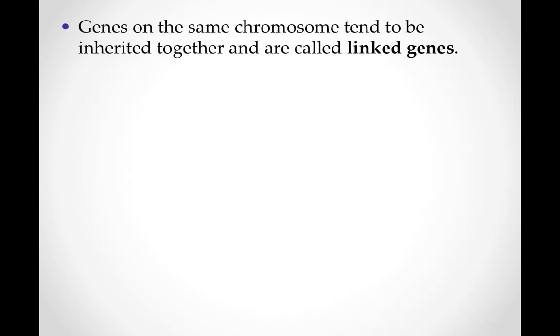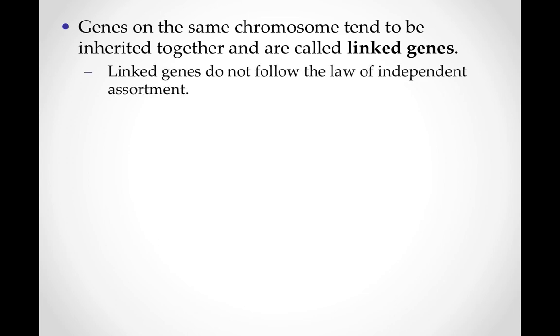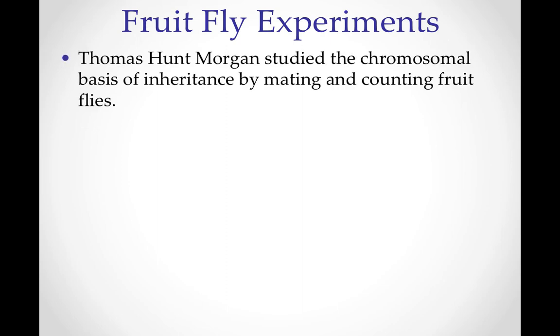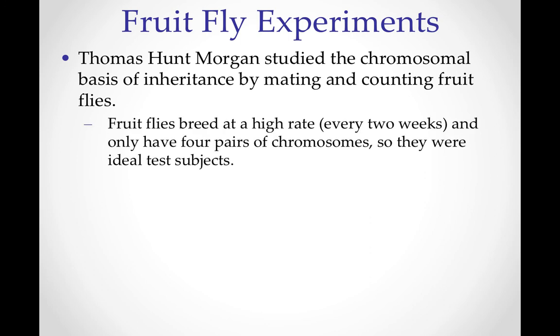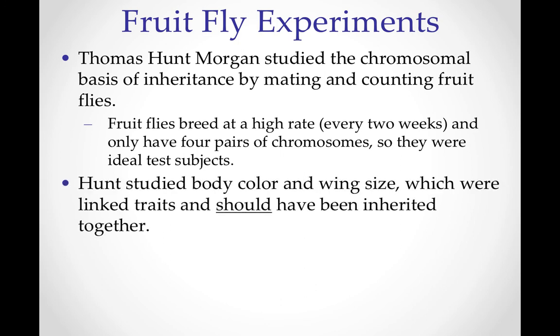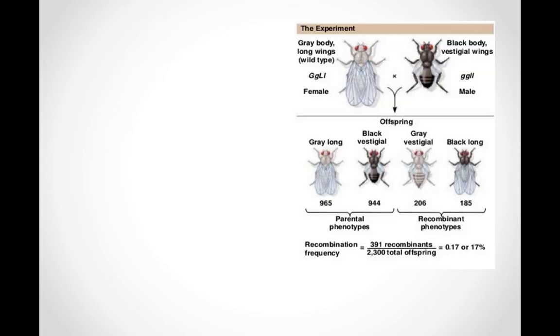Genes on the same chromosome tend to be inherited together, and are called linked genes. Linked genes do not follow the law of independent assortment. There were fruit fly experiments done by Thomas Hunt Morgan, and he studied the chromosomal basis of inheritance. Fruit flies breed at a very high rate, every 2 weeks, and only have 4 pairs of chromosomes. They were ideal test subjects. He studied the body color and the wing size for linked traits to be inherited together.